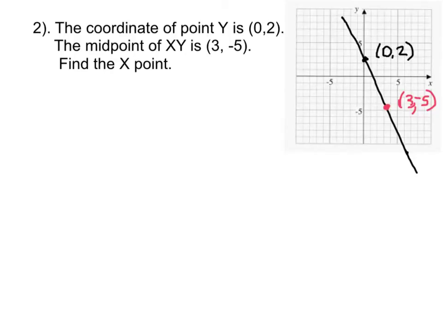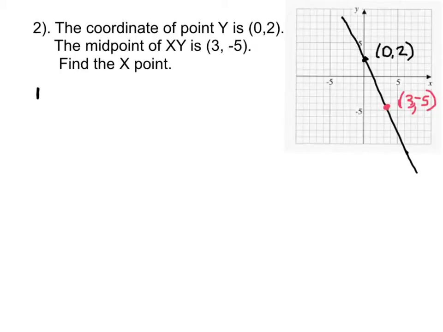Okay, right now, the coordinate of y is 0, 2, which is this one. The midpoint of xy is this one, the red one. We need to find the x point, which should be around here, okay? But we don't know which is the point, but we're going to find it. So this is what we have of information. So let's use our formula.